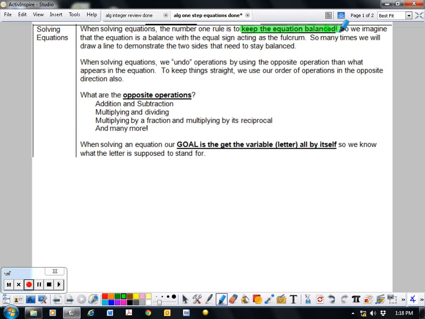So we always look at our equation as being a balance with the equal sign acting as our fulcrum. If I have something like x plus 2 equals 10, that equal sign is my balance. So I typically draw this line here to show me that when I do something to one side, I have to do something to the other side. It's just a way to keep us in check.